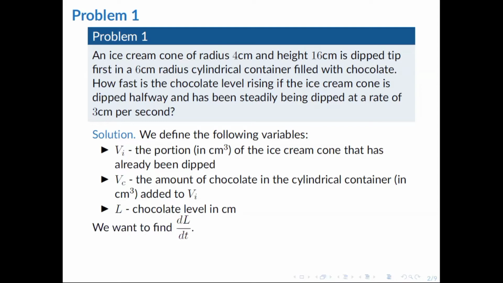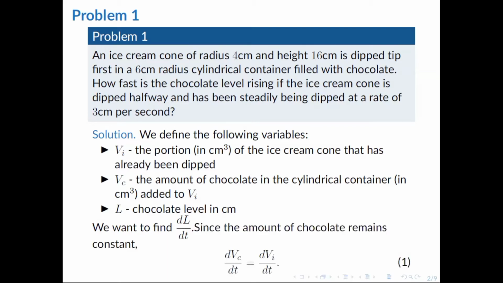Since we are asked how fast the chocolate level is rising, what we want to find would be dL over dt. Since the amount of chocolate remains constant for this problem, we know that d V sub C over dt is equal to d V sub I over dt.